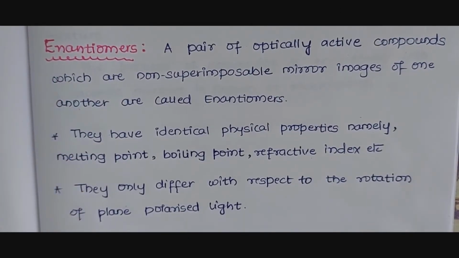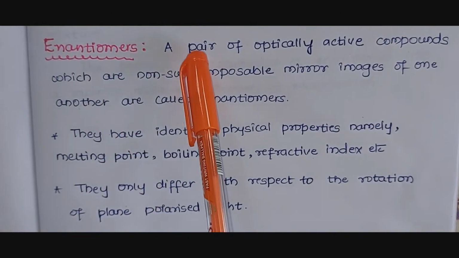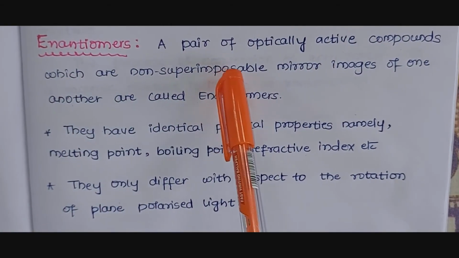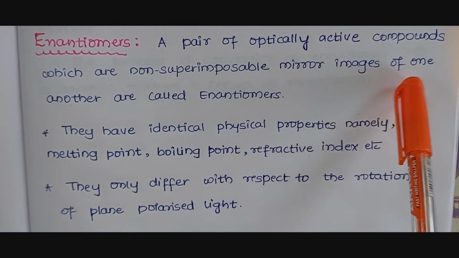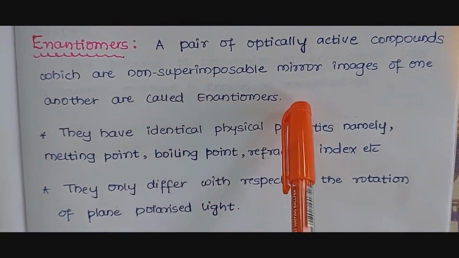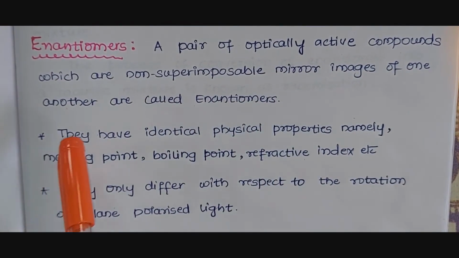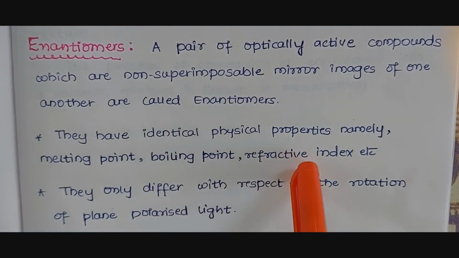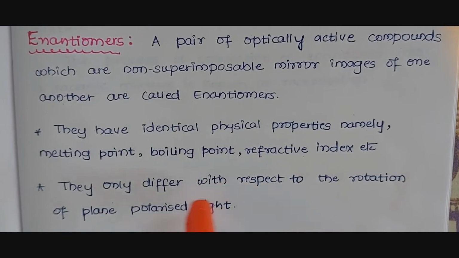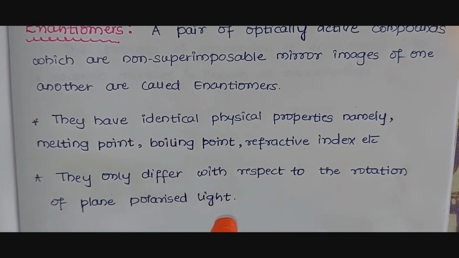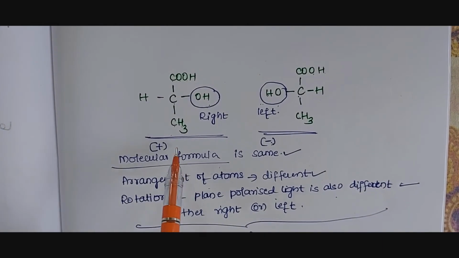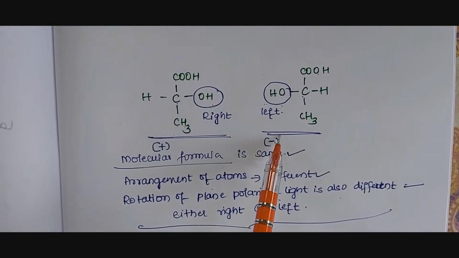The next is enantiomers. So what are enantiomers? A pair of optically active compounds which are non-superimposable mirror images of one another are called enantiomers. They have identical physical properties like melting point, boiling point, refractive index, etc. And they only differ with respect to the rotation of the plane polarized light. So let us recall the example here. This was the example for optical isomers.